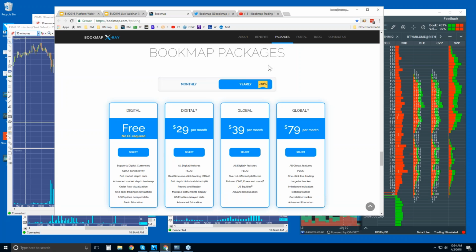Okay, so here are the Bookmap subscription packages. You can subscribe monthly or yearly. You can see you get a 20% discount if it's yearly. Let's click on monthly. You have these 2 different versions here, digital and global. Let me go through the differences in each.